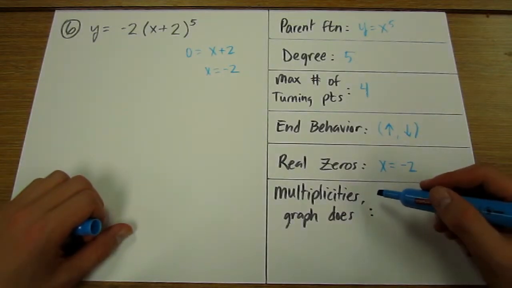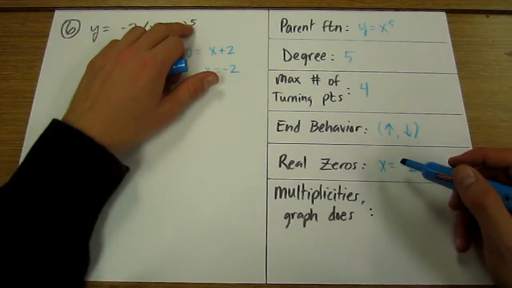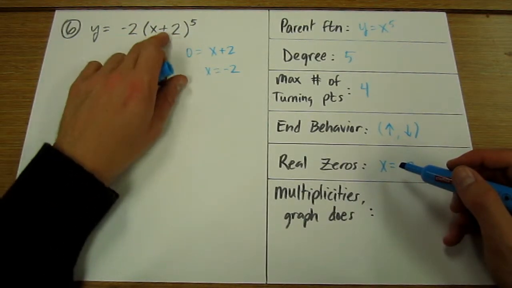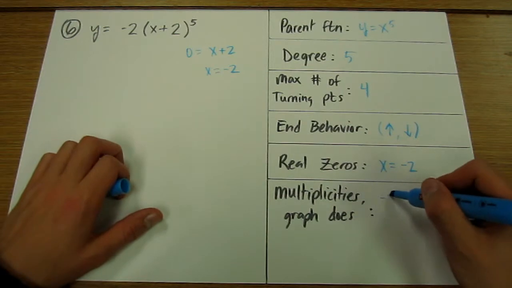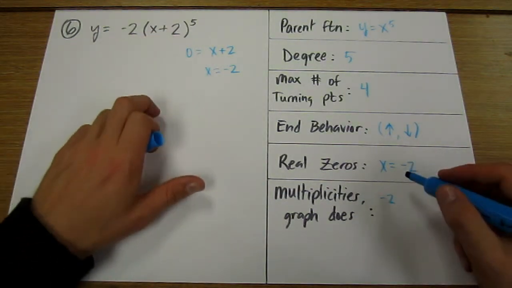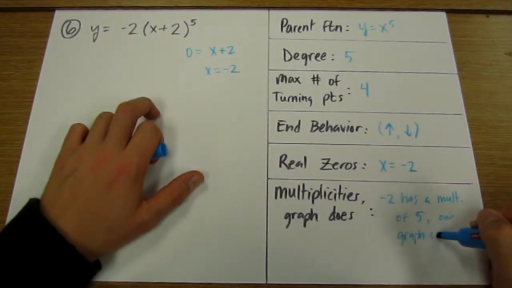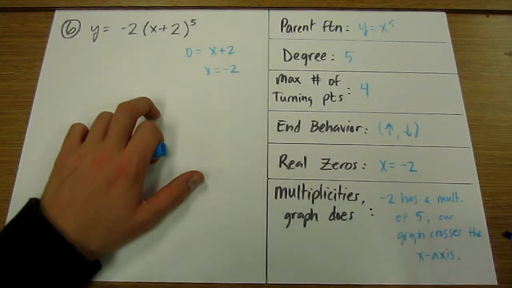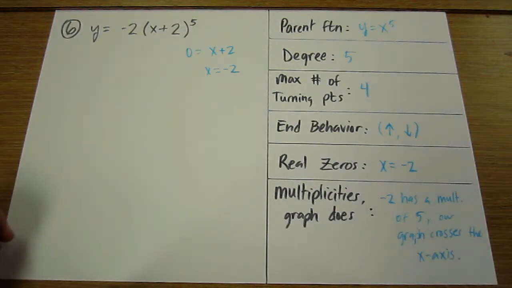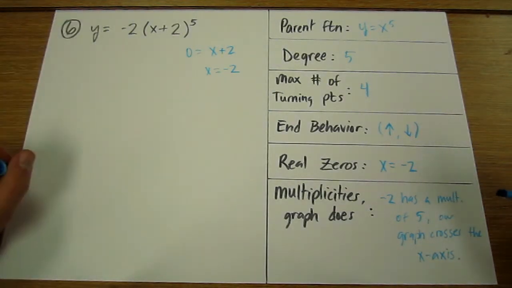Okay, for multiplicities, we have to look at the exponent that goes with that factor. So this factor here has an exponent of 5. So -2, which comes from that, has a multiplicity of 5. Since that is odd, our graph crosses the x-axis. Unfortunately we didn't have any examples, at least not yet, of things with even multiplicities, but hopefully we will see some of those soon.